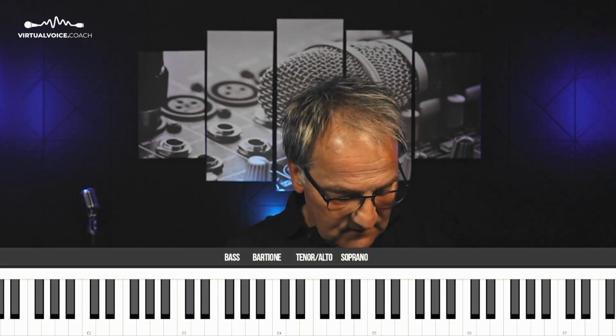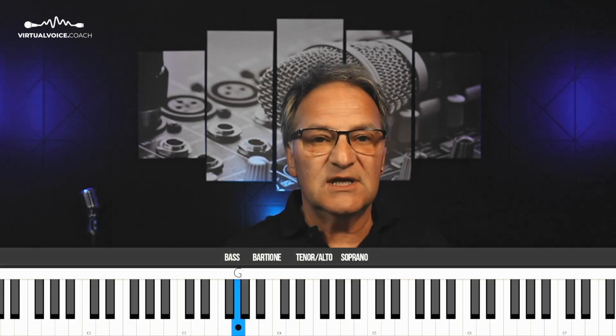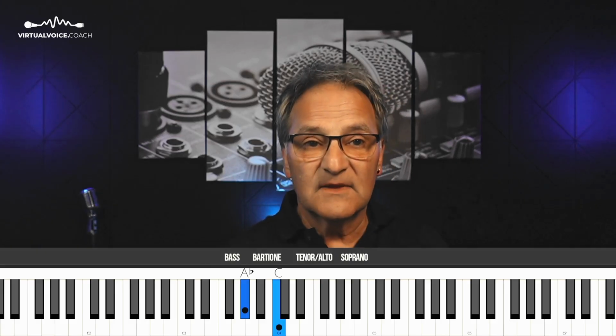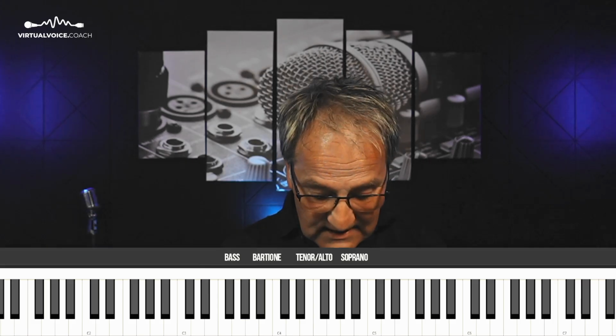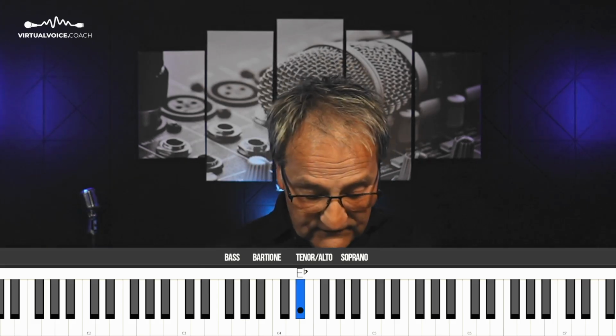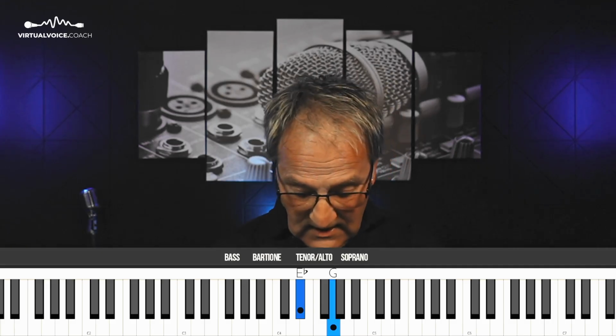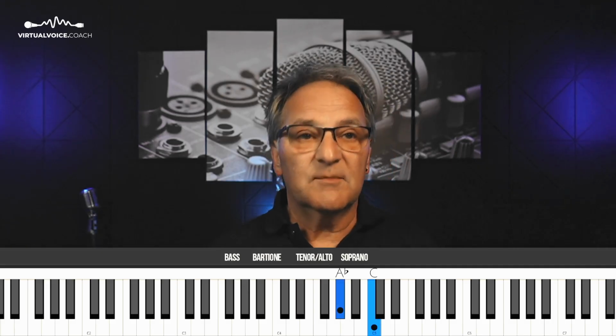So it's somewhere around E flat to G. And then for the baritone, A flat to C, somewhere around there. The tenors and altos, E flat 4 to around G. You notice the patterns repeating. And then for sopranos, we're up here.